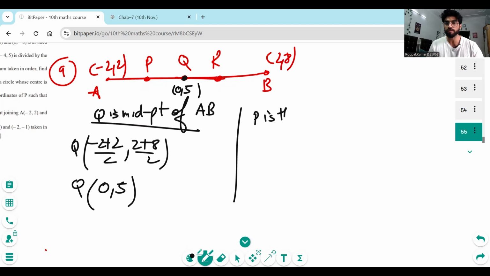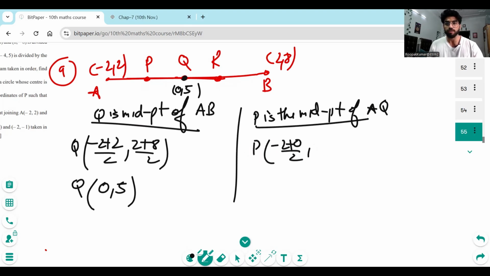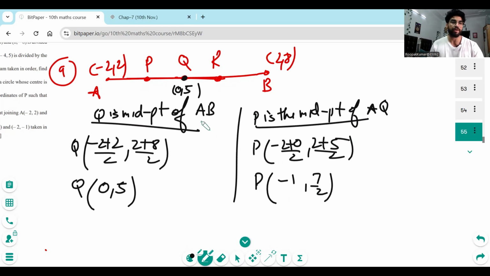P is the midpoint of AQ. If we apply that, P's coordinates will be (-2 + 0)/2 and (y1 + y2)/2. So this will be -2/2, which is -1, and 7/2 will be the coordinate of this point.